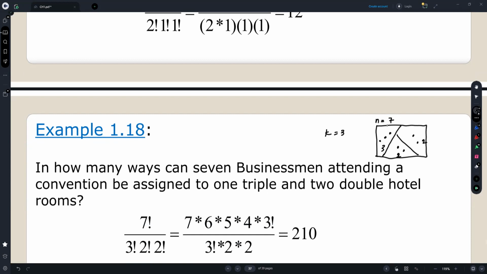210. It's very big, right? That many different ways that you can arrange 7 people into these 3 rooms. Okay. Any questions up to now?